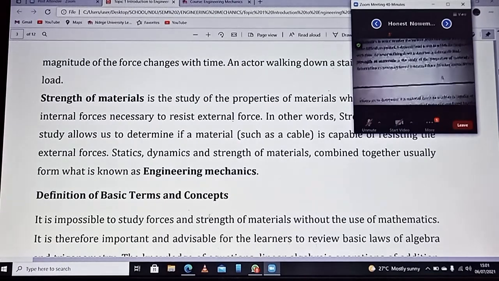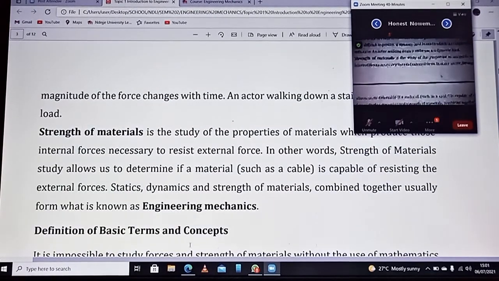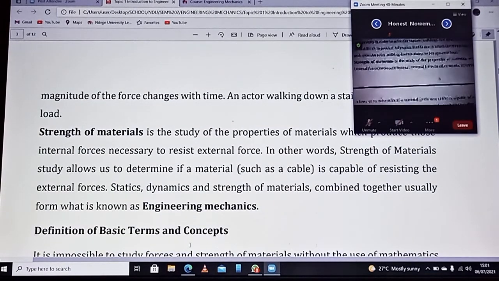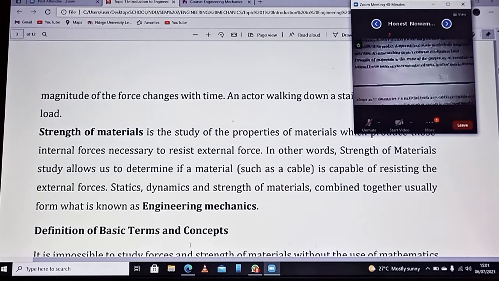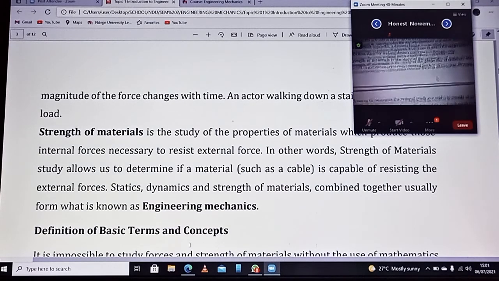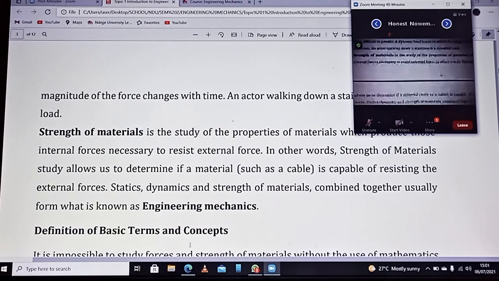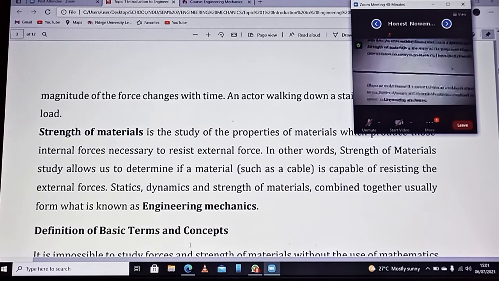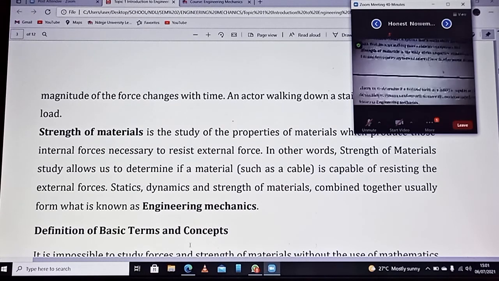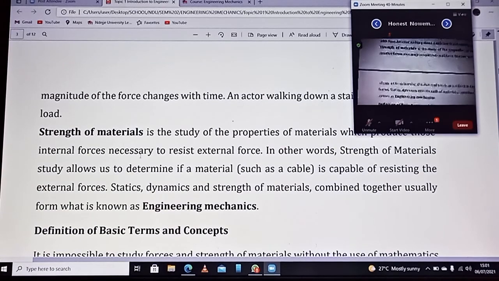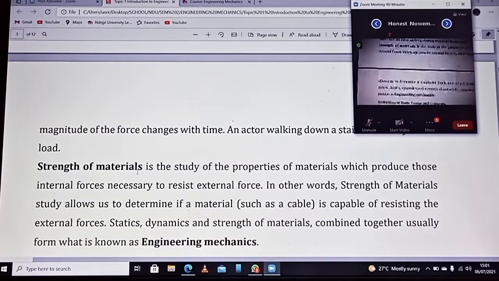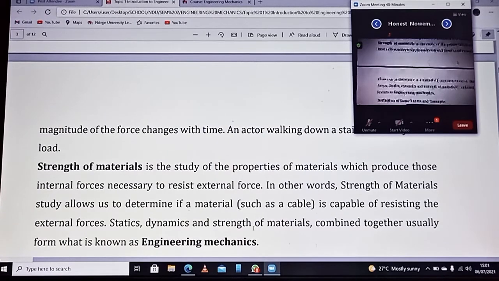If I told you to discuss or to show whether a given body is in equilibrium, then you must check whether the forces in the x direction are equal to zero. We will do an example, but for now I'm just trying to make sure we are on the same page. And if someone asks you to explain what you understand by the strength of materials, you simply tell them it is the study of properties of materials to assess their ability to withstand external forces.